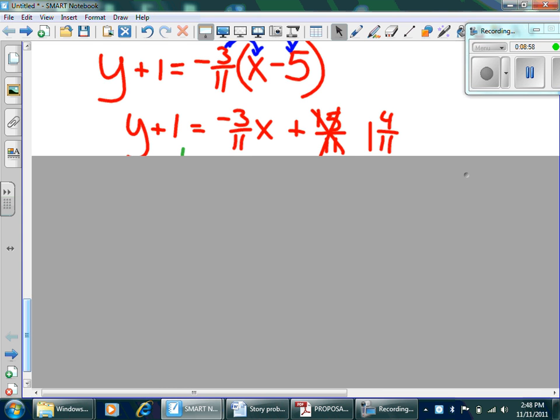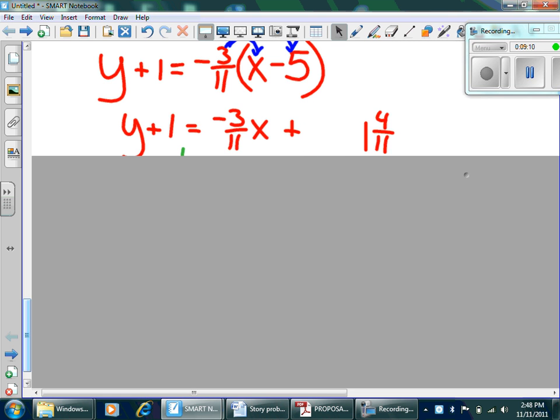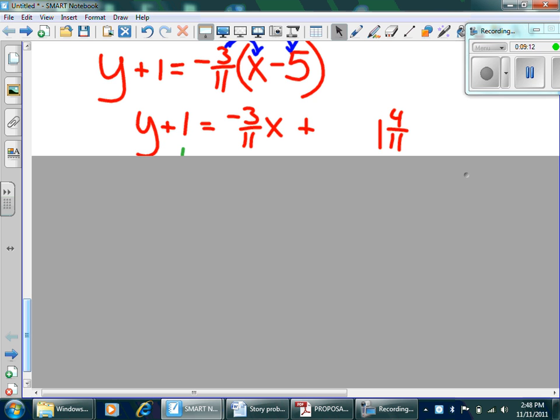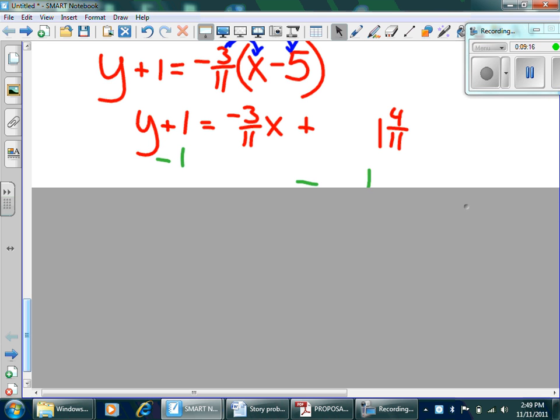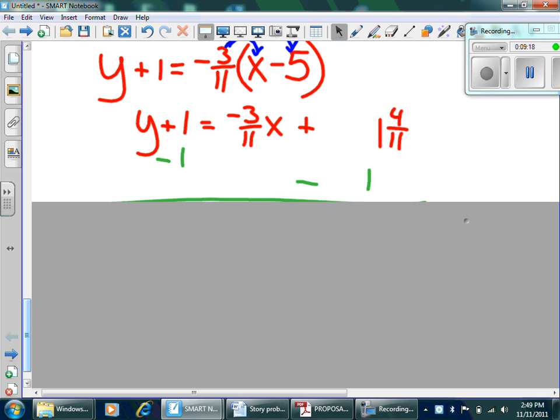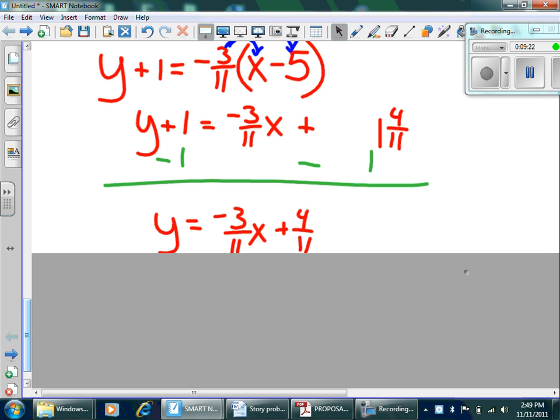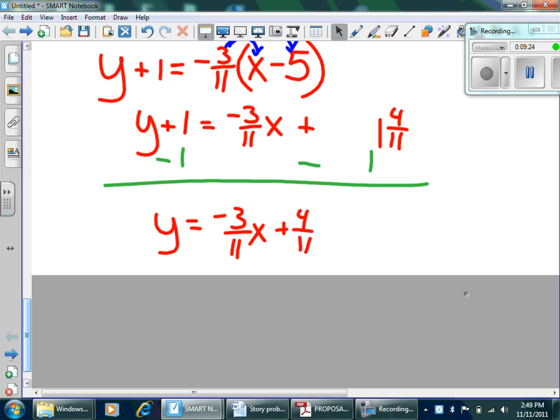Oh, I don't like 15/11. It's harder to work with in this case. So I'll change that to 1 and 4/11. And that's what this crossout is right here. In fact, let me just go ahead and erase it. There we go. I wonder if I can move that over. No, I can't. Okay, I'll put it back where it goes. All right. Then I subtract 1 from each side. And I end up with y equals negative 3/11 x plus 4/11.